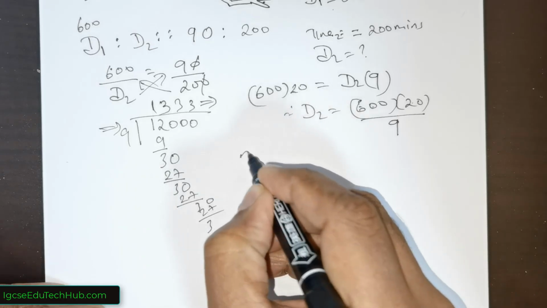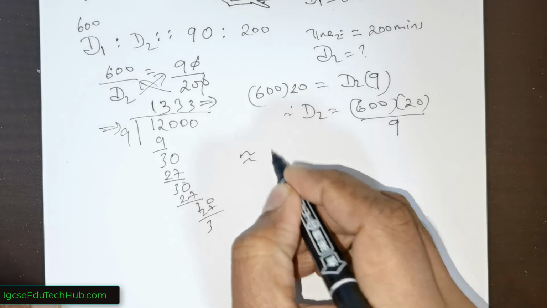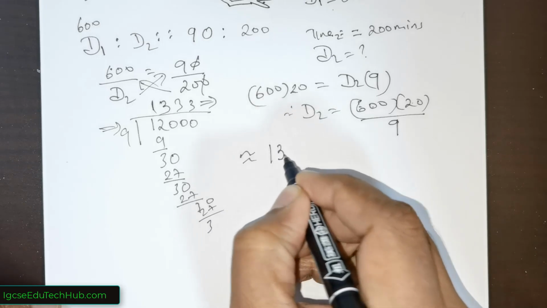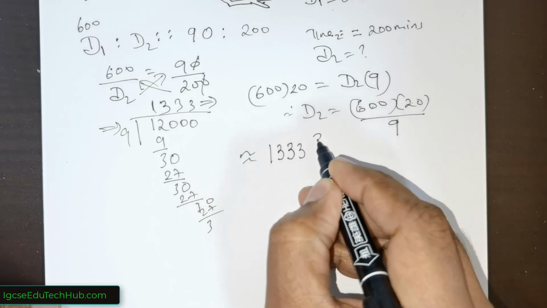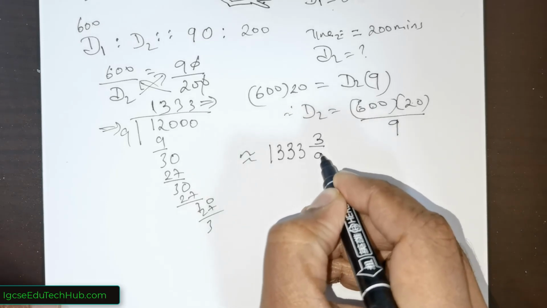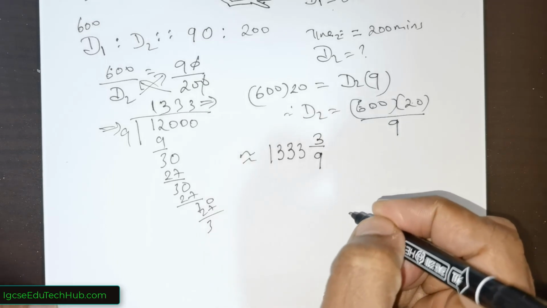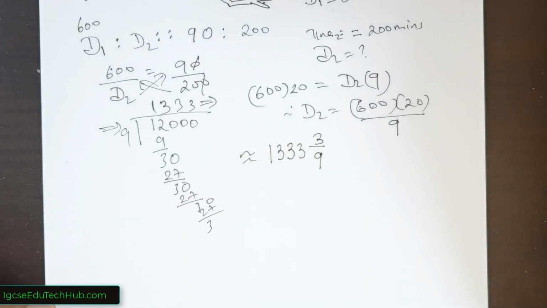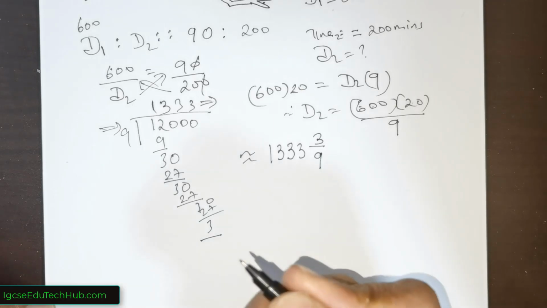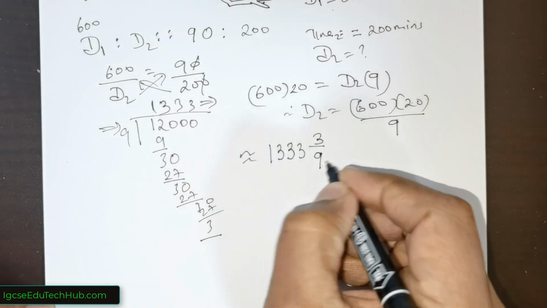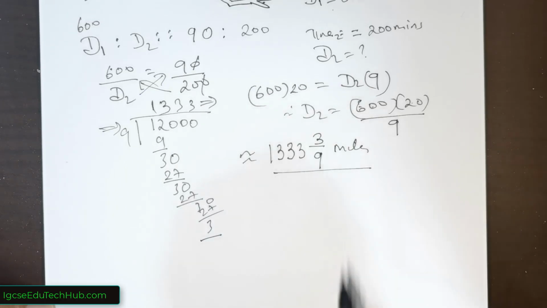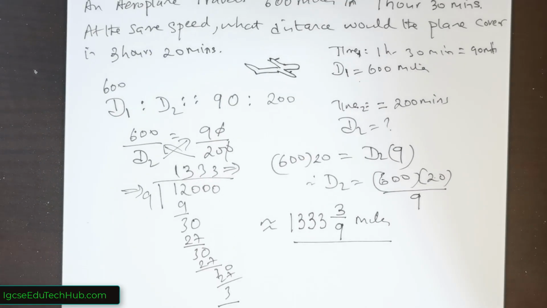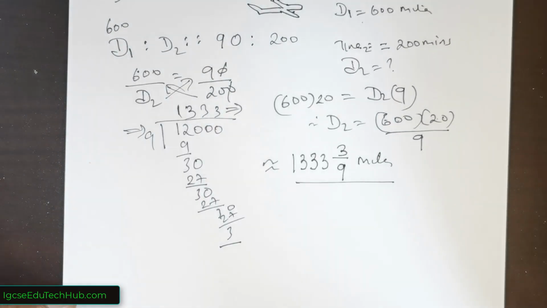So approximately the distance traveled would be 1333, 3 over 9. Okay, so that is the remainder. We are getting this as a remainder, so I'm just placing the remainder there and the divisor here. This would be the approximate distance covered by the plane. So this is what is required. So moving on to the next one.